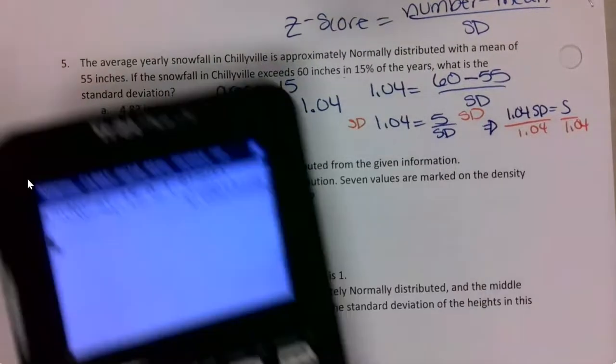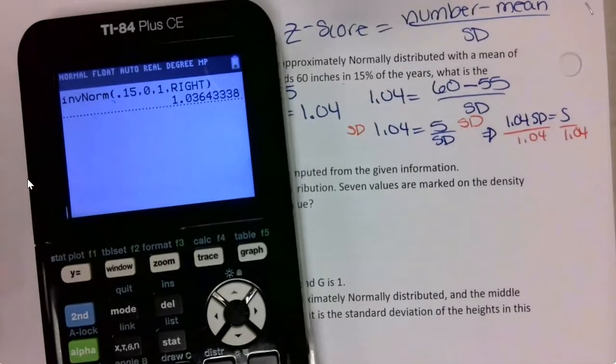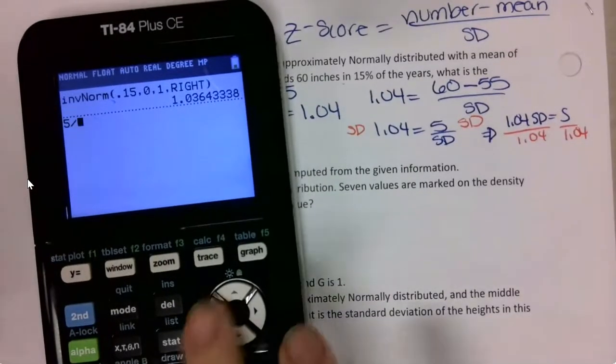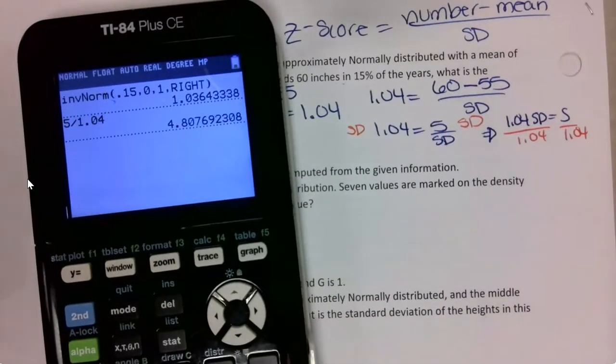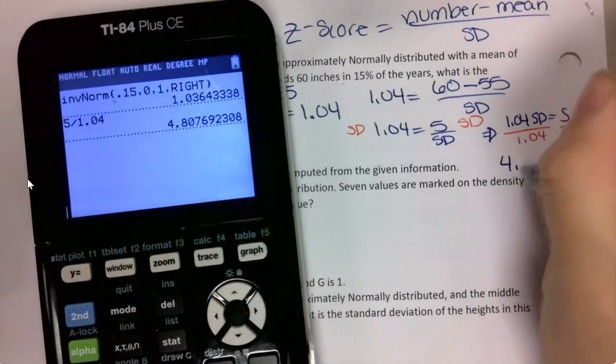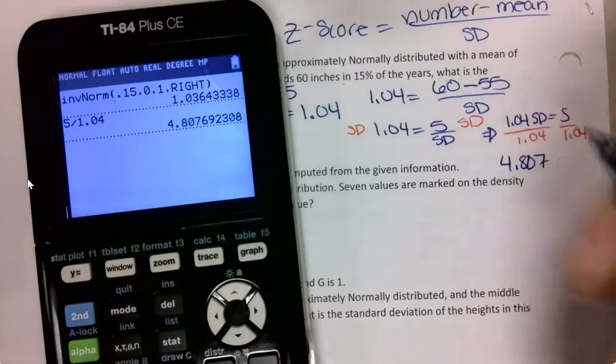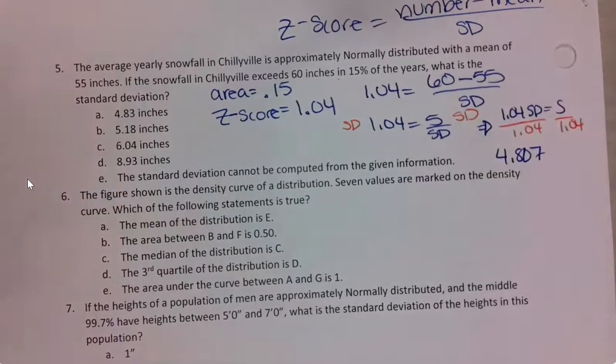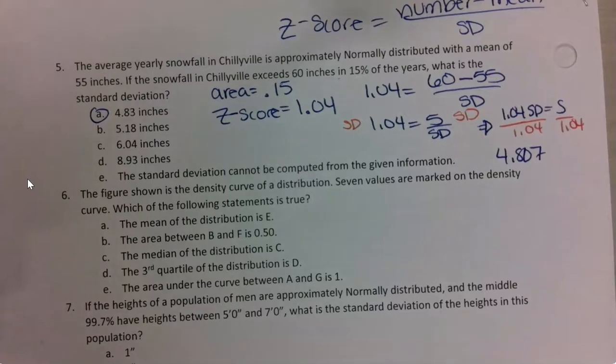Which is going to give me 4.807, which is closest to A. It's probably because I rounded that I'm off a little bit. So if I'd done more decimal places for my z-score, I would have been closer to the 4.83.